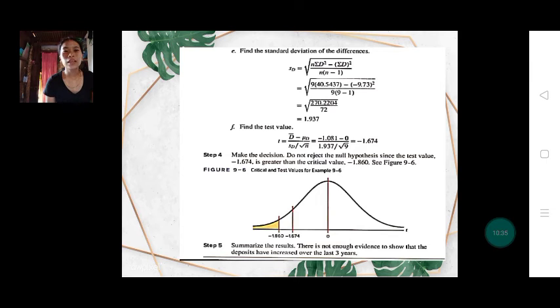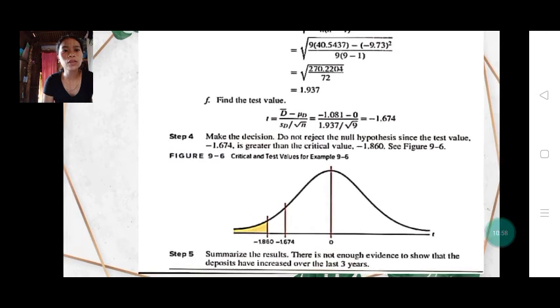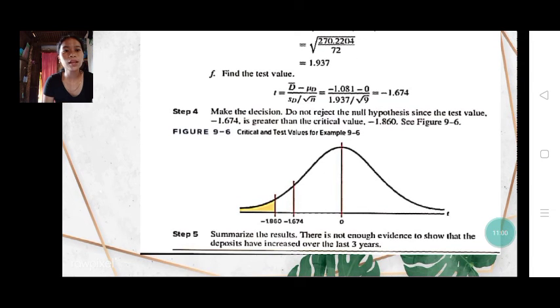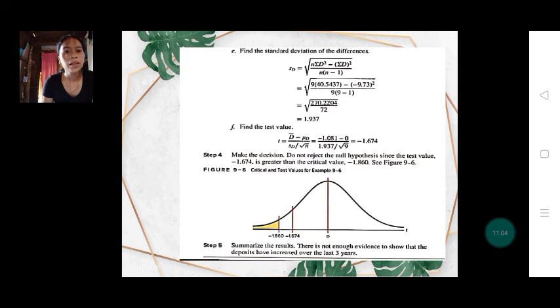So now step 4, make the decision. So to make our decision now is do not reject the null hypothesis since the test value negative 1.674 is greater than the critical value negative 1.860. So makita na to sa figure, naghimo tag vertical and test value for example. So a figure. Then last step now is summarize the results.